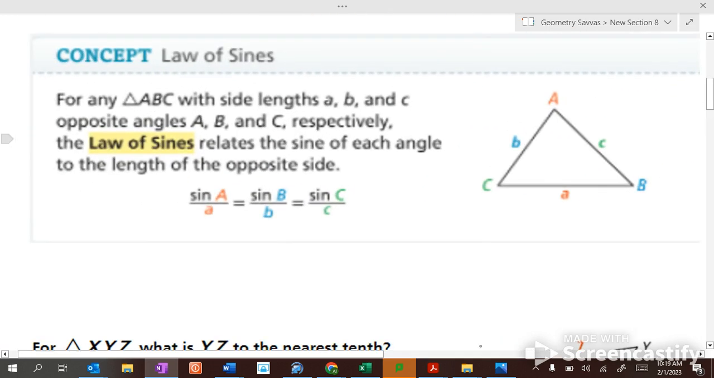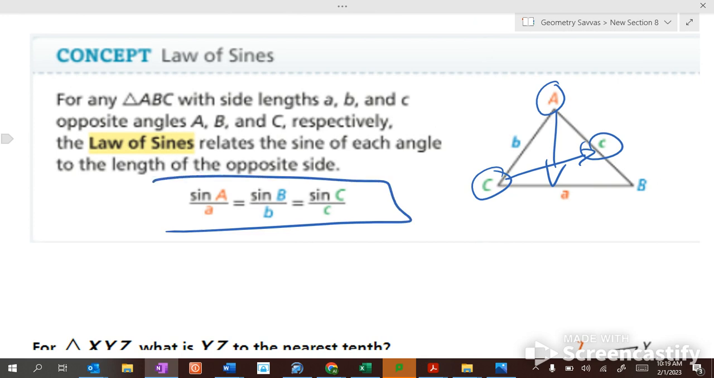The law of sines says this. The sine of an angle over its opposite side equals the sine of any other angle over its opposite side. So sine of A over A equals sine of B over B equals sine of C over C. You only put 2 of them down at a time. You don't try to do all 3 of them. But this is the law of sines. The sine of an angle over its opposite side equals the sine of a different angle over its opposite side. You gotta know what an opposite side is. If you haven't figured that out yet, you're really missing the boat.